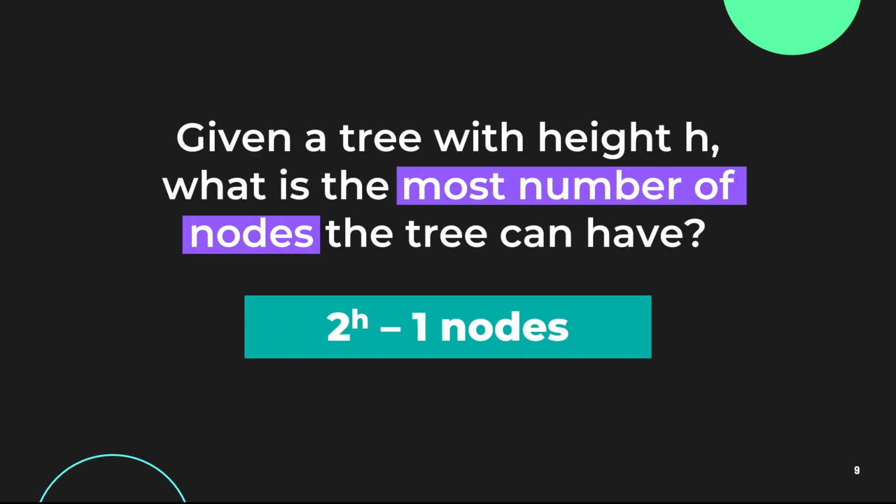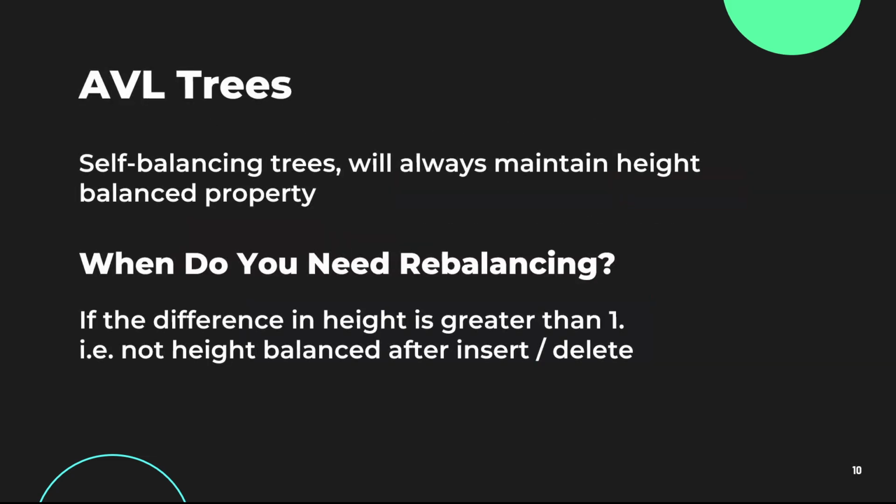What about the least number of nodes? We are going to see it in our tutorial question. Okay. Now let's talk about AVL trees. AVL is not some cool name, it's just people's names being smooshed together. Okay. AVL trees are self-balancing trees.